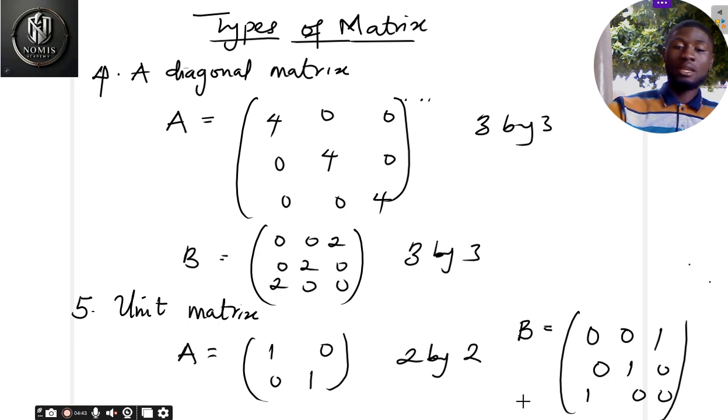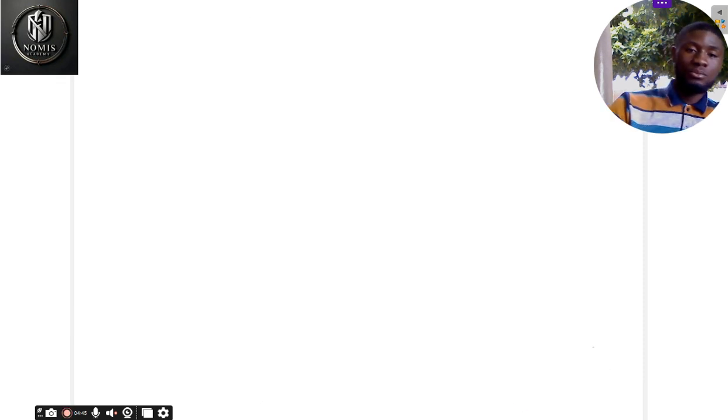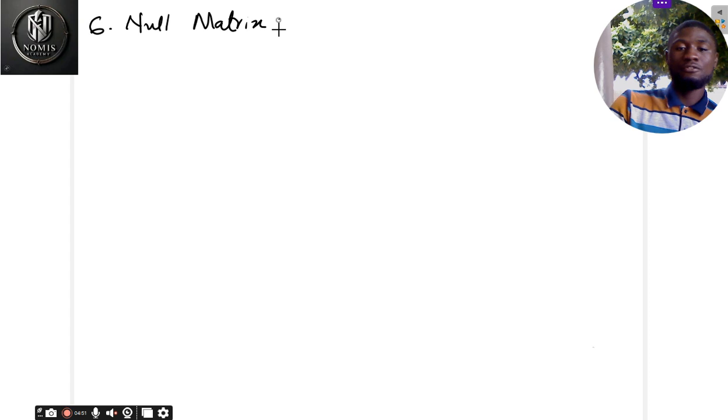Let's go to the next type of matrix. Number 6, we have what we call a null matrix. I know you are familiar with null sets, where we do not have an element. But in this case, we have elements in the matrix. But what are those elements? The elements in a null matrix are just zeros.